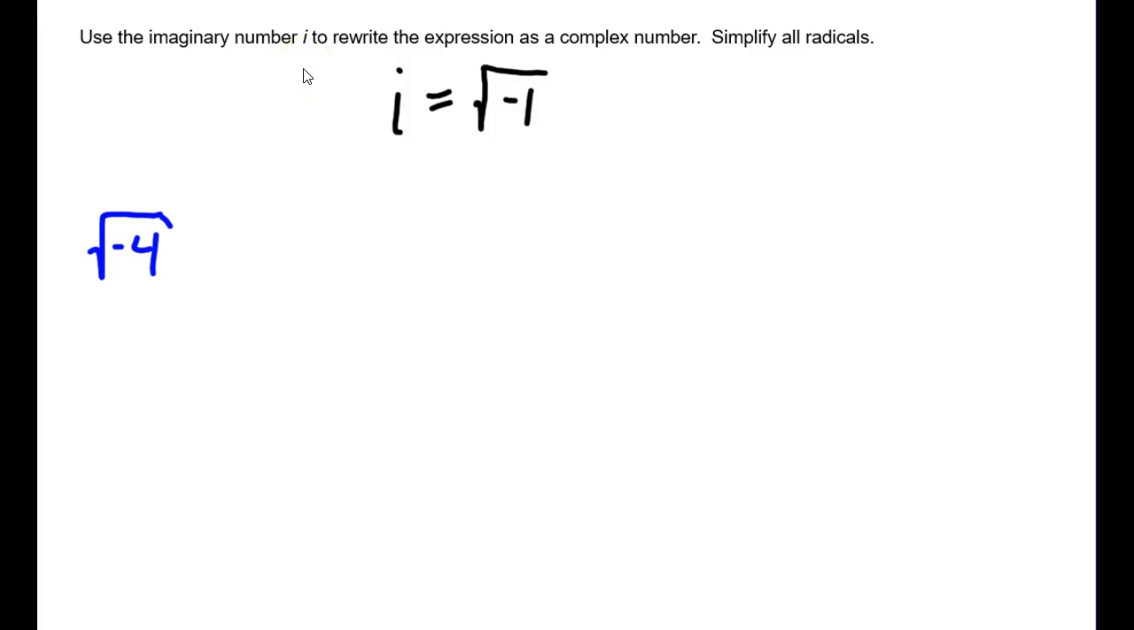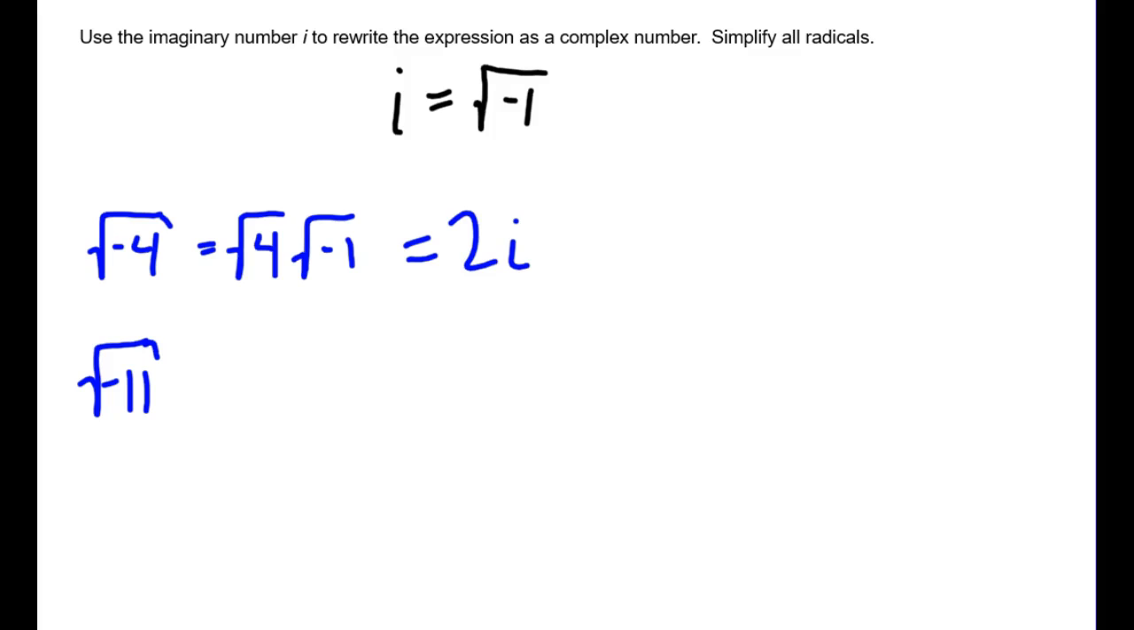First number we're going to work with, the square root of -4. We want to break this radical up. -4 we can break up into 4 and -1. So I'm going to write the square root of 4 times the square root of -1. The reason I'm going to do that is we know what the square root of 4 is. That is equal to 2. And we just discussed the square root of -1 is equal to i. So the square root of -4 simplifies down to 2i.